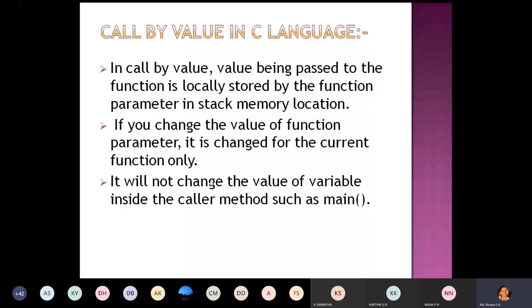Okay, so in call by value, what happens? Directly the value is being passed to the function. What happens is, if you change the value of the function parameter, it is changed for the current function only. It is not going to change in the calling function or the main function. So it will not change the value of the variable inside the caller method such as main.